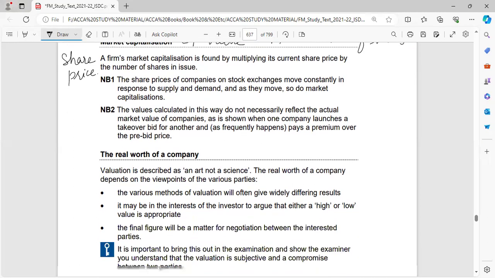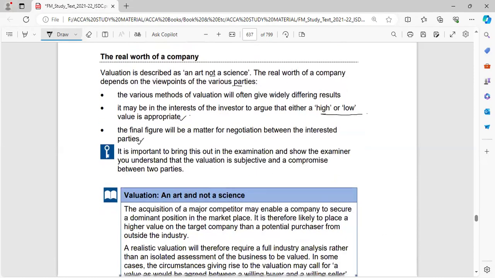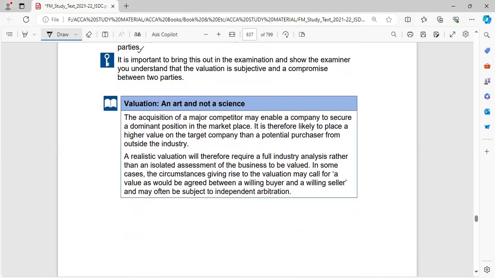Next one is the real worth of the company. Valuation is described as an art, not a science. The real worth of a company depends on the viewpoints of various parties. The various methods of valuation will often give widely differing results. It may be in the interest of the investor to argue that either a higher or lower value is appropriate. The final figure will be a matter of negotiation between the interested parties. So what does valuation being an art, not a science, mean?